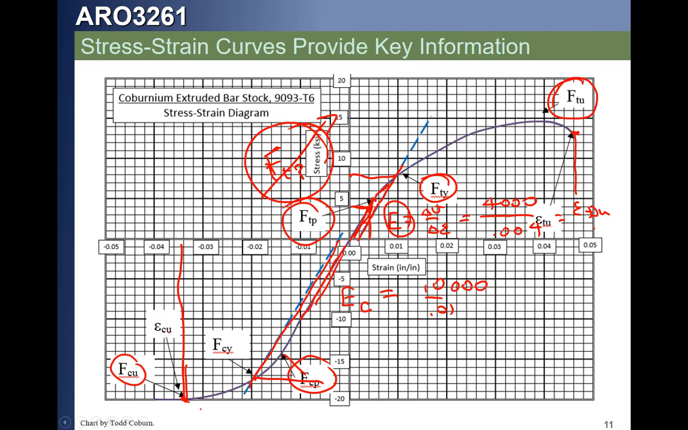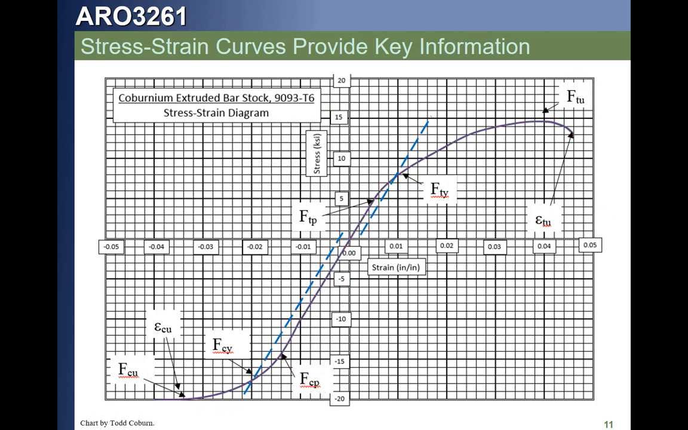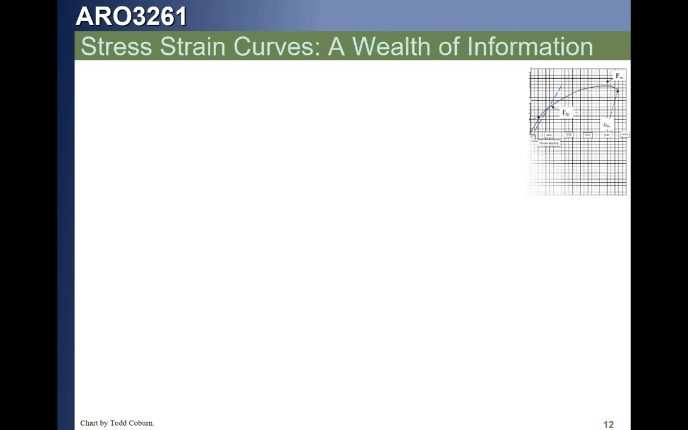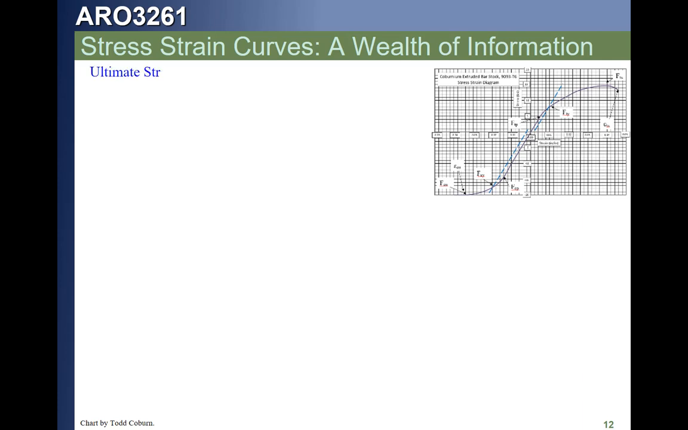You need to understand all those and be able to identify those points on the curve. Every engineer should be able to do that. Got it? So our stress strain curve has a wealth of information, right? FTU, the maximum stress that the material can withstand. That's an allowable. Yes, it's an overstrain in the linear portion of the curve.